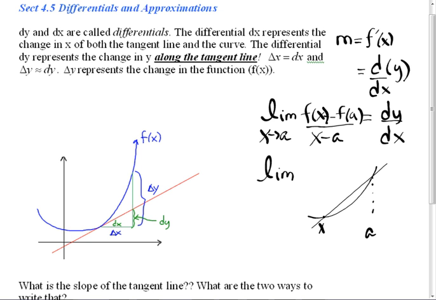Isn't that just the change in the y values? Yeah, change in y. What's x minus a? That's this distance. It's the change in the x values. And if x approaches a or a approaches x, what happens to delta x? It goes to what? 0. It's smaller. Well, guess what? That's equal to dy over dx.